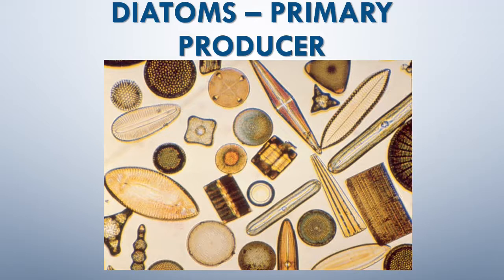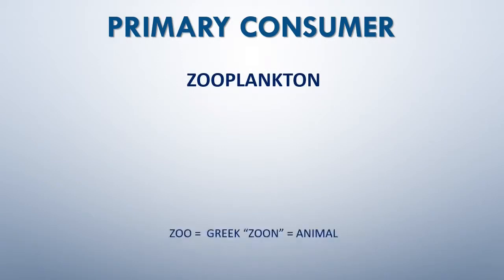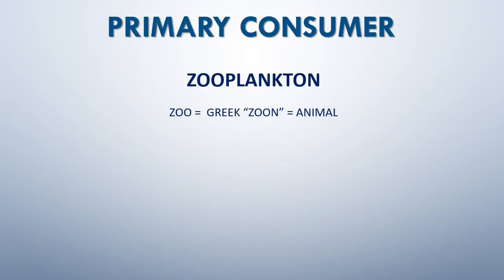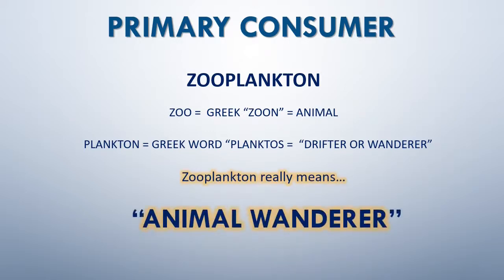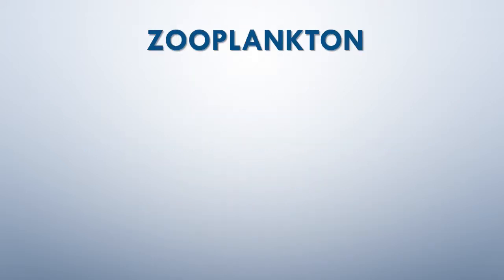Great. Now, the next step up in the food web are the primary consumers, and they're called zooplankton. They get their name from the Greek word zoon, meaning animal, and again, the Greek word planktos, meaning drifter or wanderer. So, zooplankton really means animal wanderer. The zooplankton are also called the small animals of the sea. And the zooplankton eat the primary producers, or the diatoms, to get the energy they need to live.